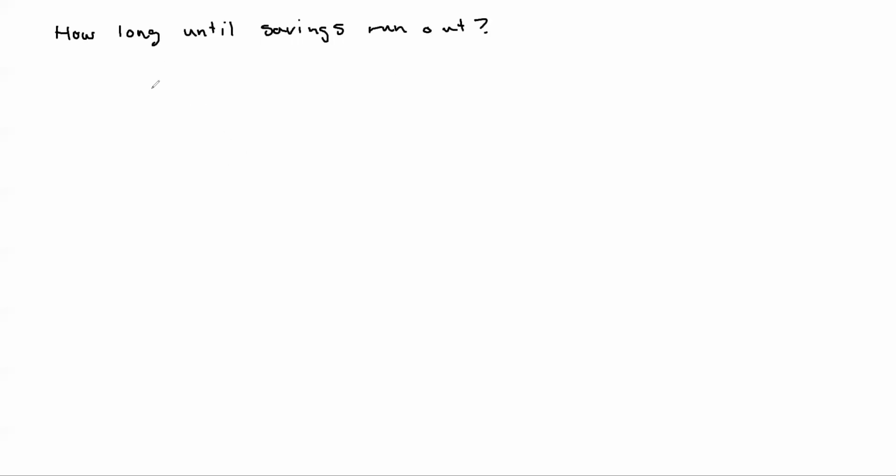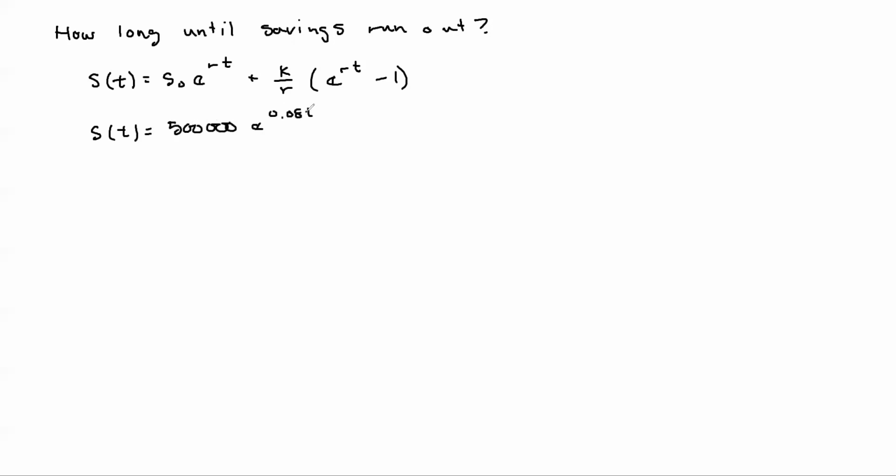All right, so how long until their savings run out? So again, we want to take the model. Now in this case, we have S of t equals S naught e to the rt minus k over r times e to the rt minus 1. So let's say they have 500,000 e to the 0.08t minus 50,000 over 0.08 times e to the 0.08t minus 1.